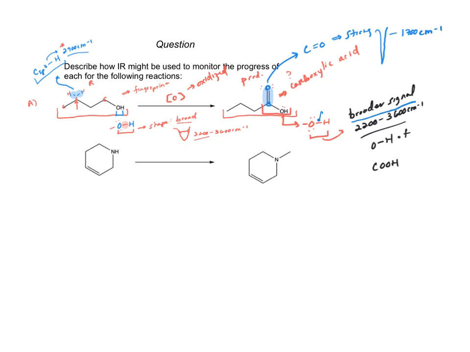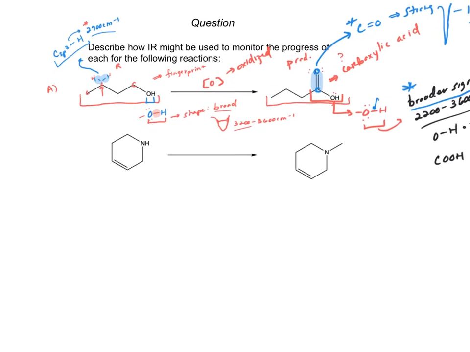So how do we know? Well, number one, this bond was not there in the reactant, and this OH group was less broad in the reactant. So we get a much broader signal in the products. Number one, introduction of this bond and a broadening of that OH stretching frequency.